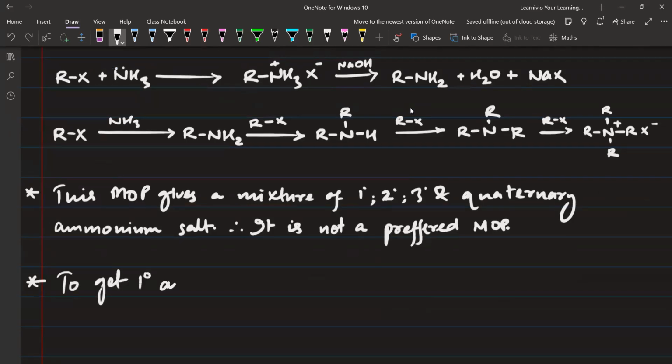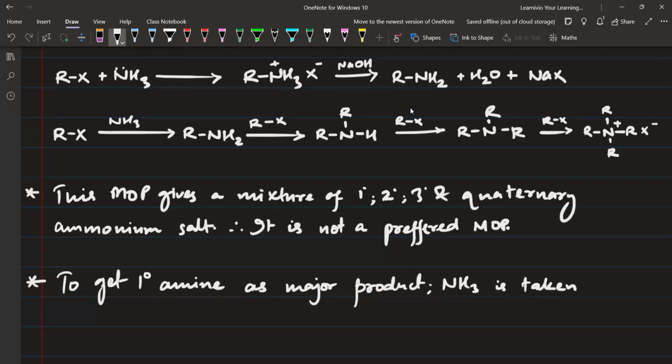So we can say, to get 1 degree amine as major product, ammonia is taken in excess.